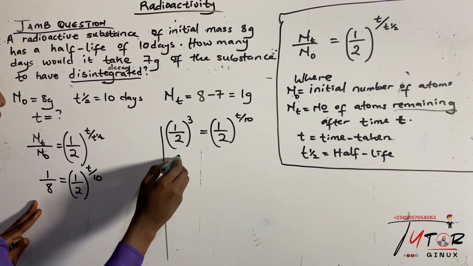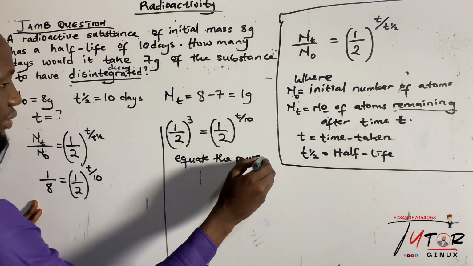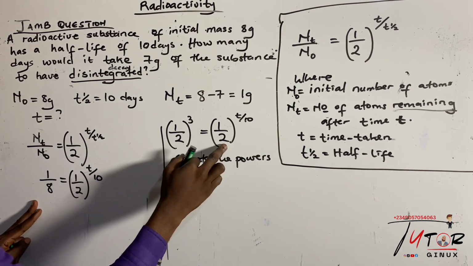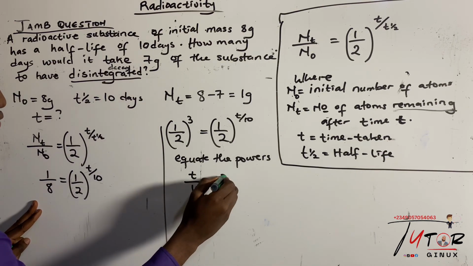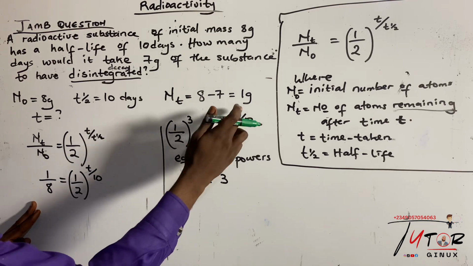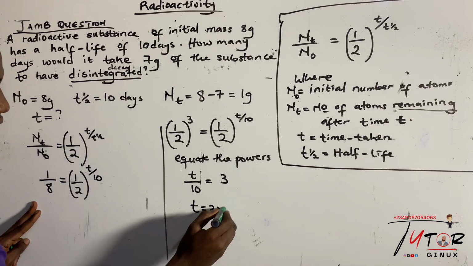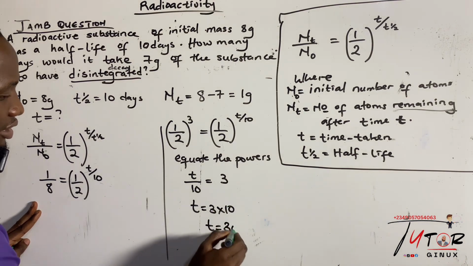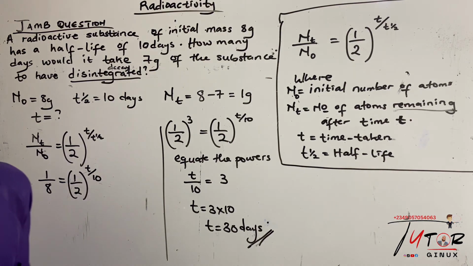So from here, you can equate the powers. Equate the powers. That is, the base numbers are the same. You can equate T over 10 to be equal to 3. Or 3 equals T over 10. It is still the same thing. Cross multiply. T is 3 times 10. So T is 30 days. So 30 days is the correct answer.